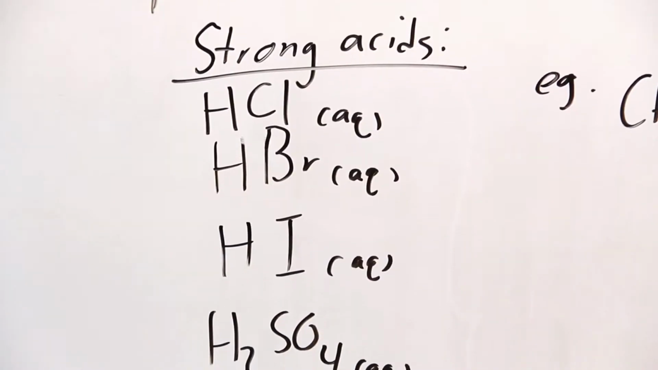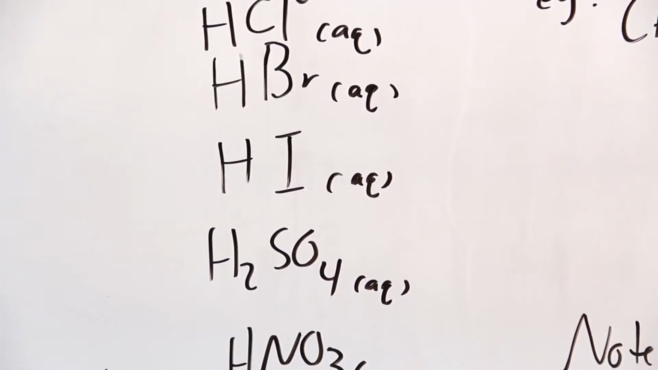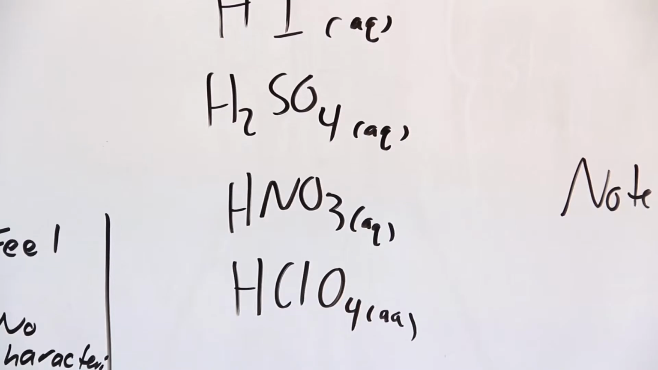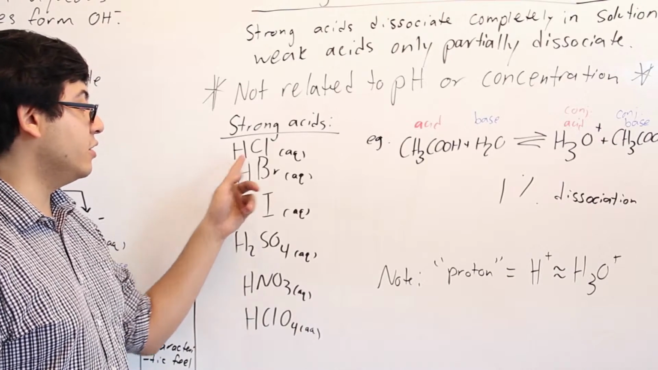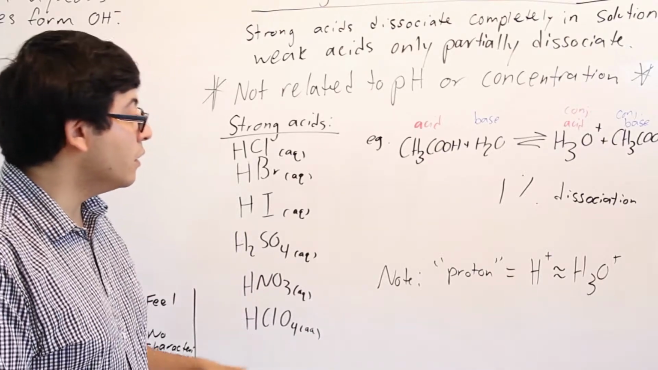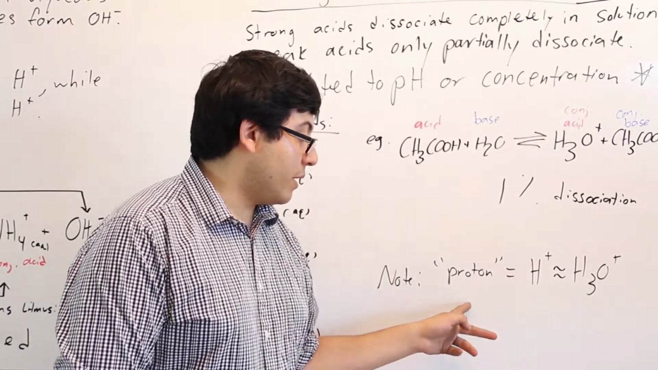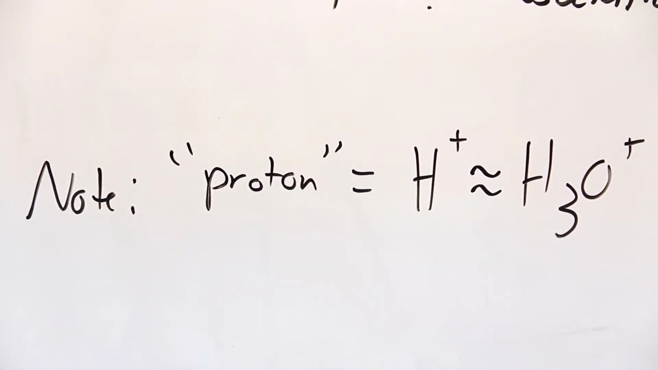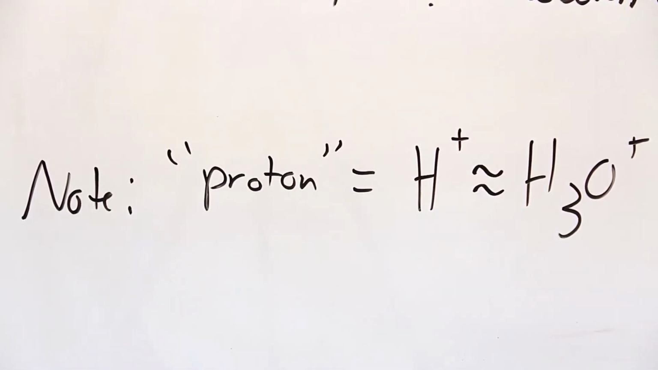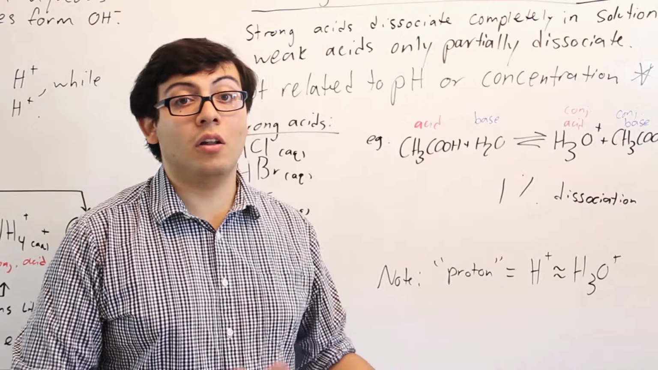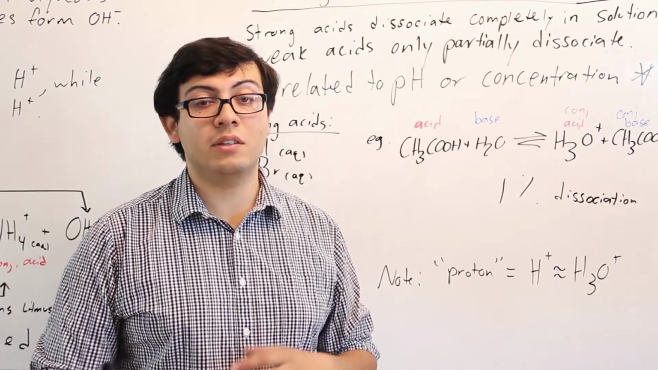Strong acids, which I've listed over here, will dissociate completely. So this arrow is essentially one way. If I react HCl with water, it's all going to go on to form H+ and Cl-. An important thing to note, as a reminder, is whenever I say proton or you see proton written down, it's the same as H+, which is more or less the same as H3O+ or hydronium. They're all used interchangeably, and they're all a way of measuring the pH, which we'll get into in a second.